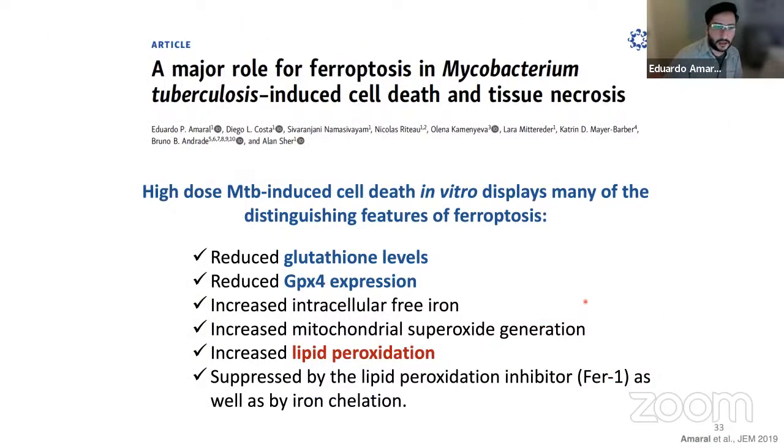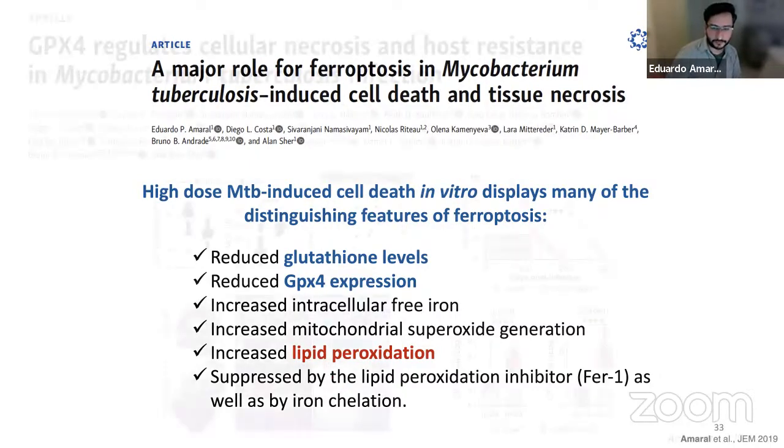So in 2009, we came up with the concept that ferroptosis can play a role in MTB infection. And this was because we saw major features of ferroptosis induced in macrophages after MTB infection, such as reduced glutathione and GPX4 expression, along with increased intracellular free iron, mitochondrial superoxides, and lipid peroxidation. And importantly, when we treated these infected cultures with a lipid peroxidation inhibitor or iron chelation, we could suppress this form of death.